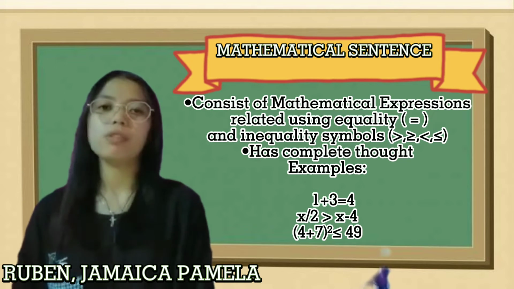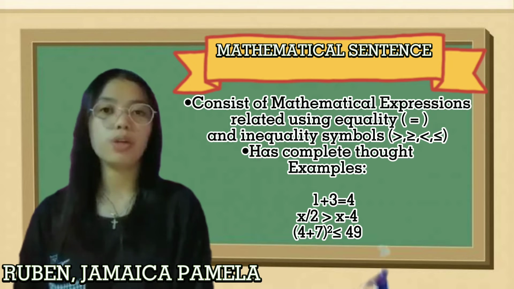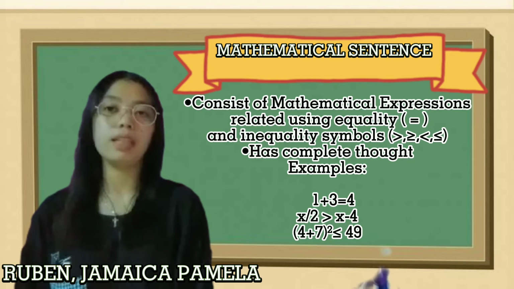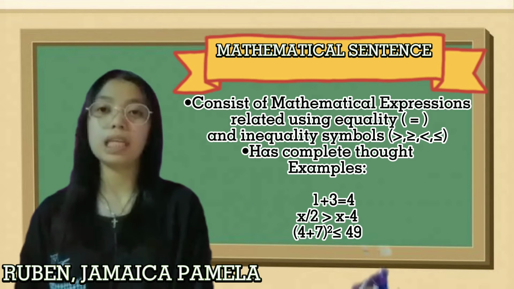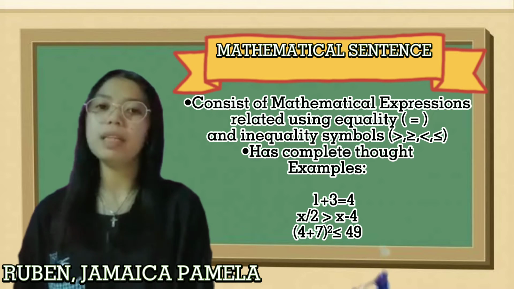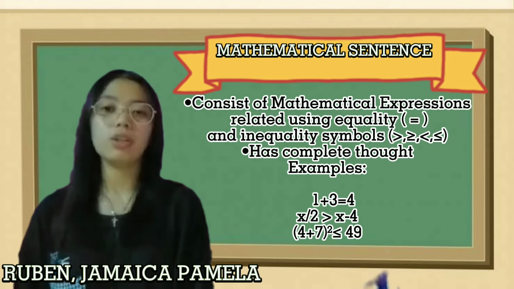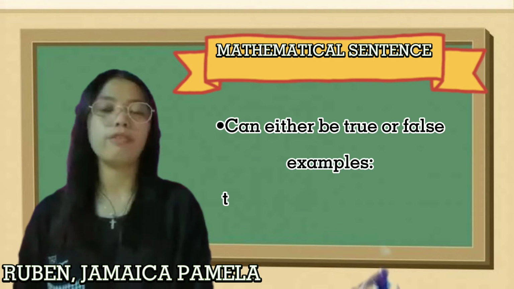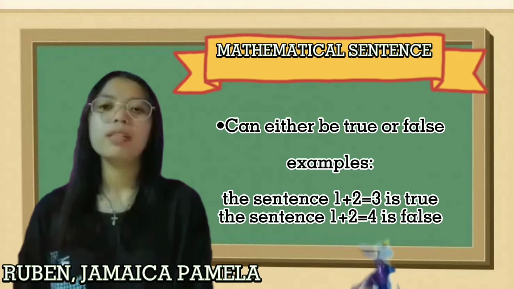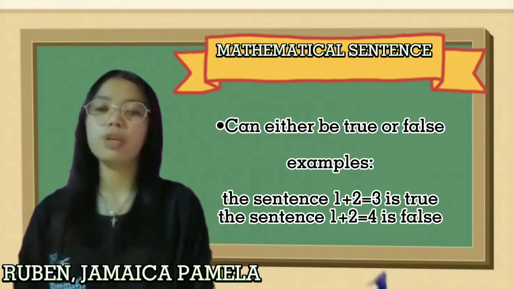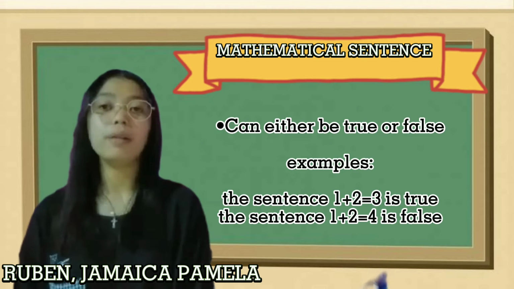Symbols of equality and inequality serve as verbs in English, or action words that relate the two parts of the sentence, which are the first mathematical expression and the second mathematical expression. Since mathematical sentences have complete thought, they can either be true or false. For example, the sentence 1 plus 2 equals 3 is true. The sentence 1 plus 2 equals 4 is not true, or simply false.